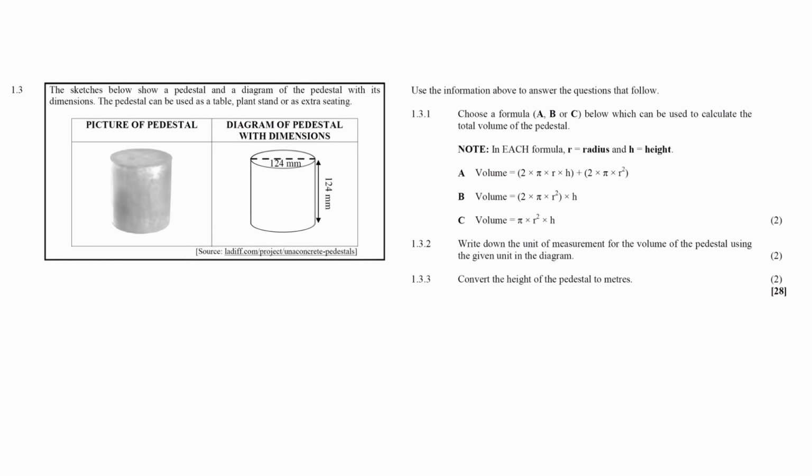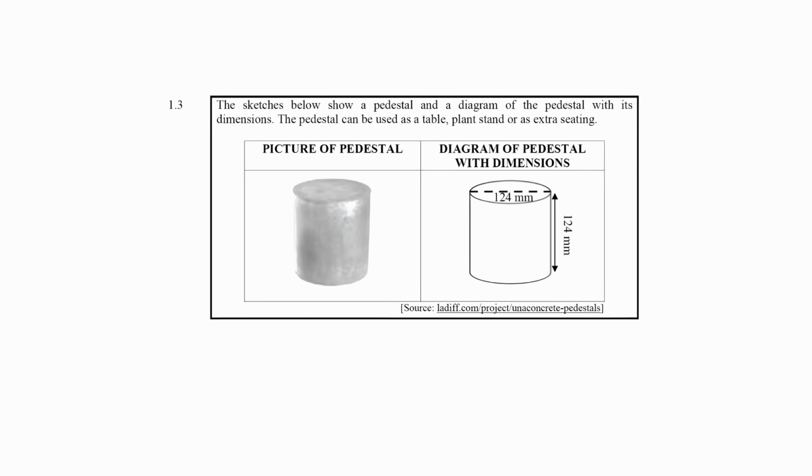Question 1.3 consists of 3 measurement questions designed to assess your understanding of dimensions and volume of cylindrical objects. You are given sketches that show a pedestal and a diagram of the pedestal with its dimensions. The pedestal can be used as a table, plant stand, or as extra seating. We note that the diameter and the height are equal at 124 millimeters.